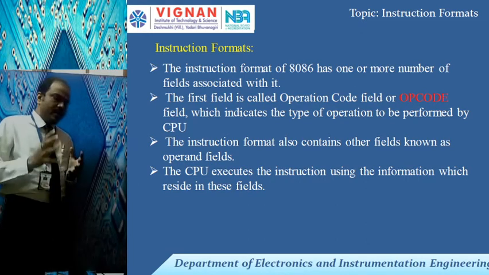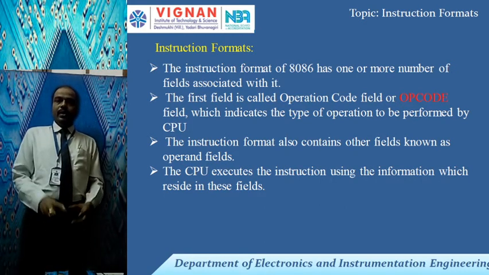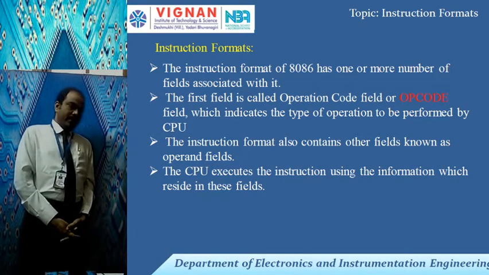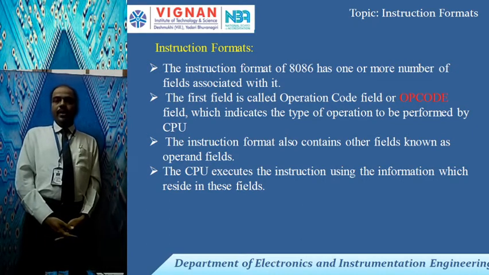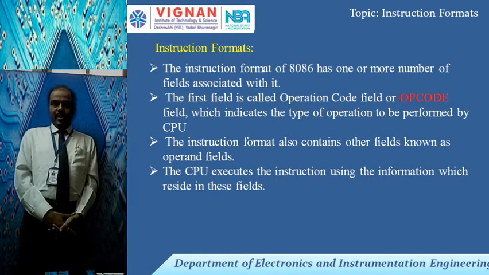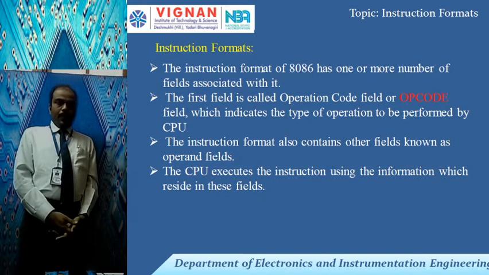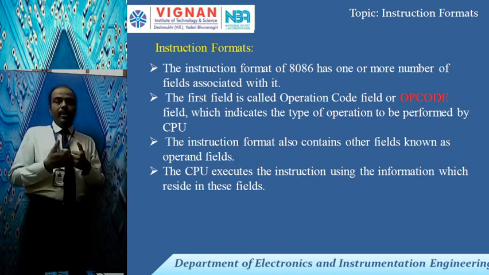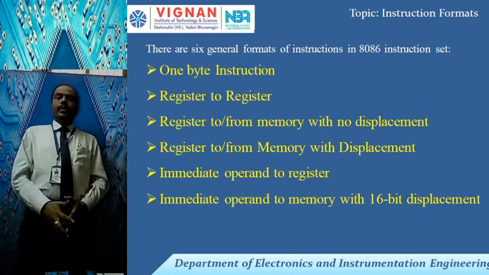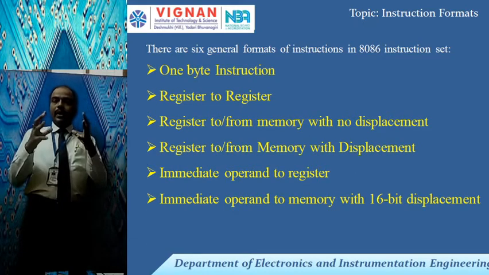Like that, every instruction in the microprocessor consists of these fields, and must contain one or more of them: the opcode field and the operand fields. The opcode field is the operation code field that informs the type of operation to be executed by the CPU. The operand field is also called the data field, and the CPU executes the instruction using the information in these operand fields. That is the general picture of the fields contained in an instruction.